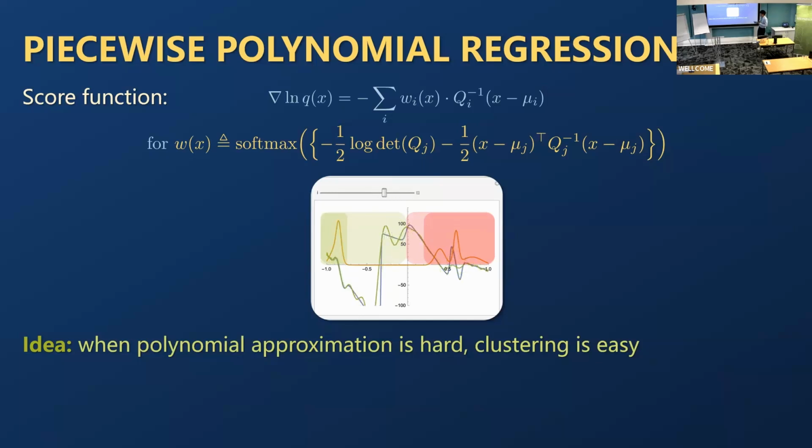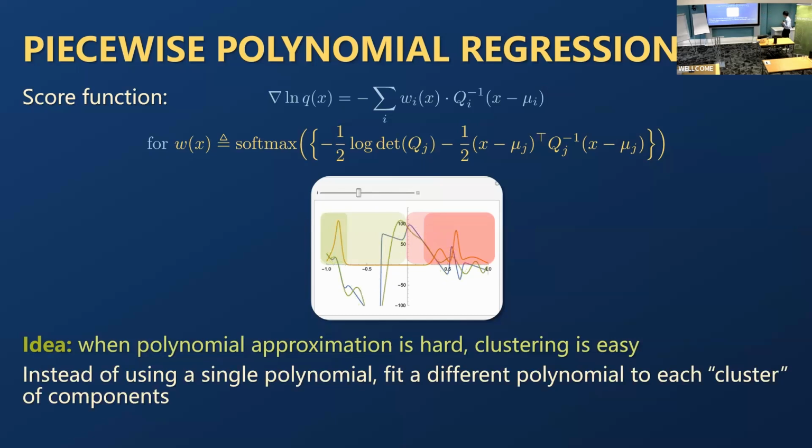On the other hand, when the components are very far apart, that's hard for polynomial approximation, but that's totally easy for clusters. If I see components that are totally spaced out from each other, it's very easy to identify which parts of my data set are coming from which component. So we have this win-win situation: where polynomial approximation is hard because we have far away components, it's very easy to figure out those clusters and make progress. So the idea will be, instead of using a single polynomial to approximate the score, we're going to fit a different polynomial to every cluster that we find.